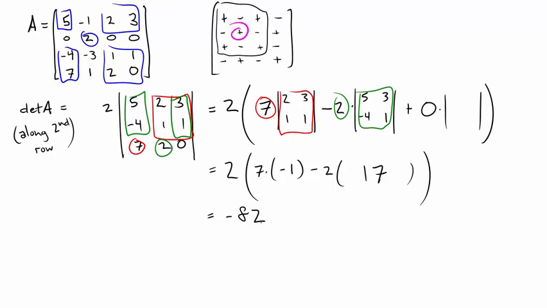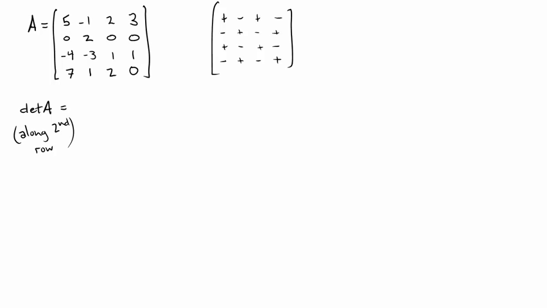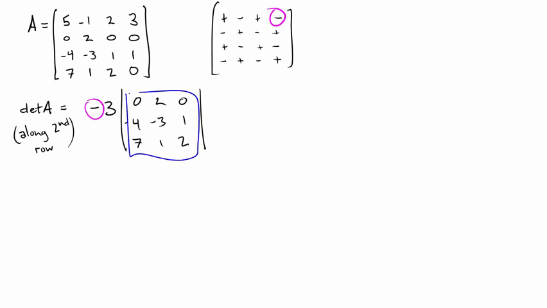Now, just for fun, I'm going to compute that same determinant along a different row or column. Let me choose the fourth column. It still has 2 zeros in it, not 3 zeros like the second row, but it will still be efficient. So moving down that fourth column, we have a coefficient of 3. It is going to be a minus 3, and that is going to get multiplied by the determinant of this 3 by 3 matrix, 0, 2, 0, minus 4, minus 3, 1, 7, 1, 2, found as follows.